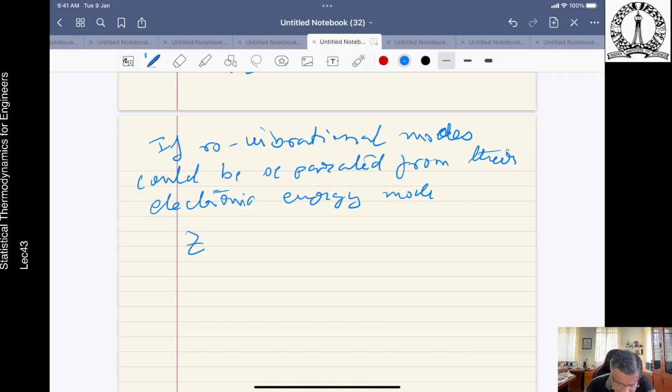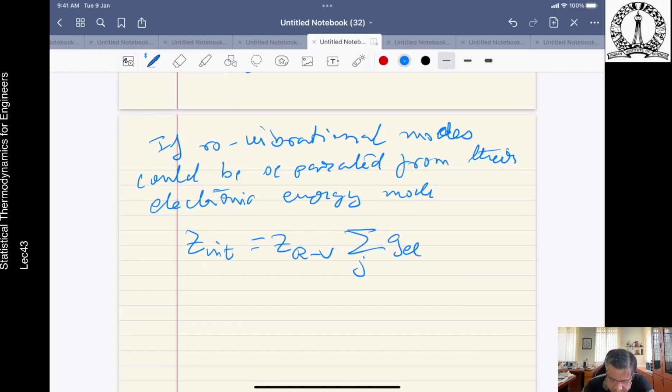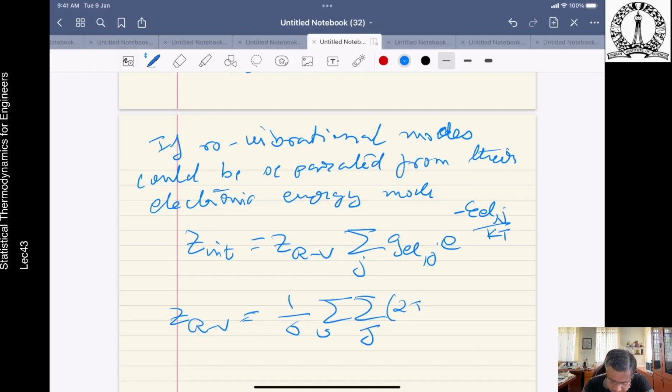Okay, so this gives you the internal, this is the ro-vibrational, and it is summed over all J electronic, exponential electronic J divided by kT. Where now the ro-vibrational counterpart will be given as 1 over sigma, summing over V and J, 2J plus 1. Okay, now let me write it. All these are within the summation still.